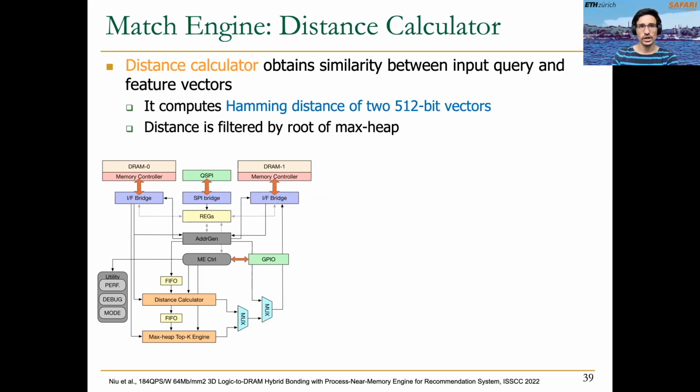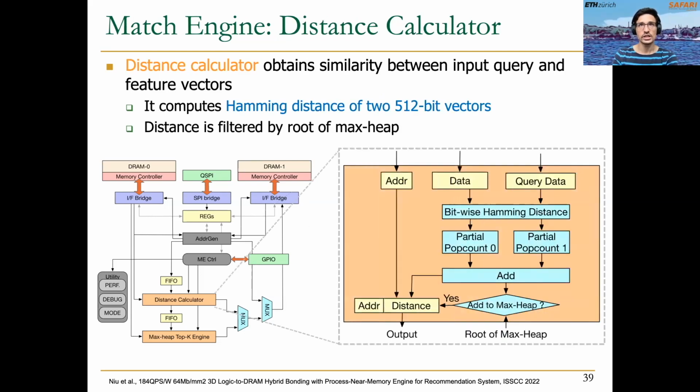Then we also find in this match engine this distance calculator. The distance calculator obtains the similarity between the input query and the feature vectors, and it computes the Hamming distance of 2 512-bit vectors that come from the feature vectors and from the query data. We perform the Hamming distance calculation using these partial pop counts as well.